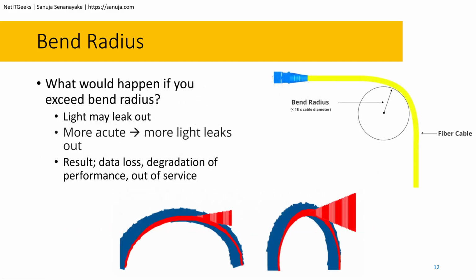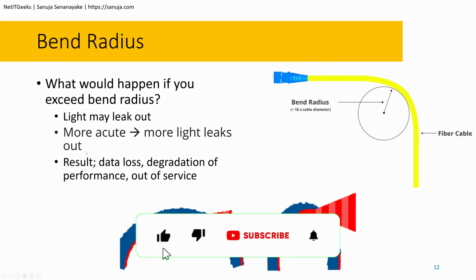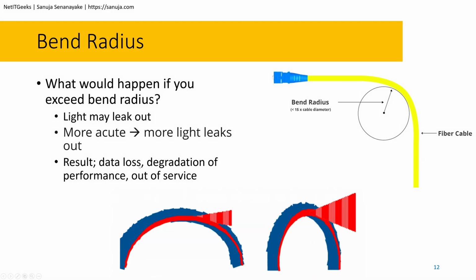So what would happen if you exceed the bend radius? If you exceed the bend radius, light may leak out, and the more acute you bend the radius, in other words, if you make this bending radius really acute, that means you get a really tight winding in here, right? You wound this around really tightly, more light leakage is going to happen. The result of this is going to be data loss and degradation of performance, and this may result in even the entire network going out of service, or that particular line going out of service.